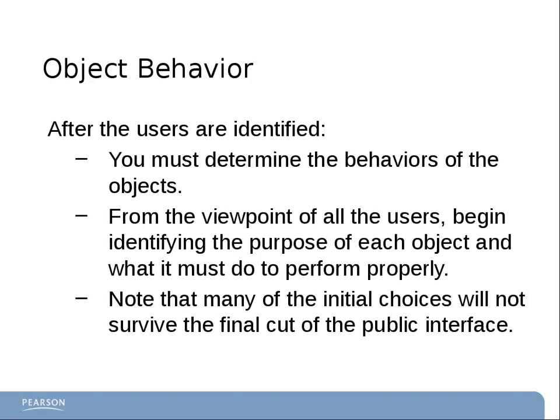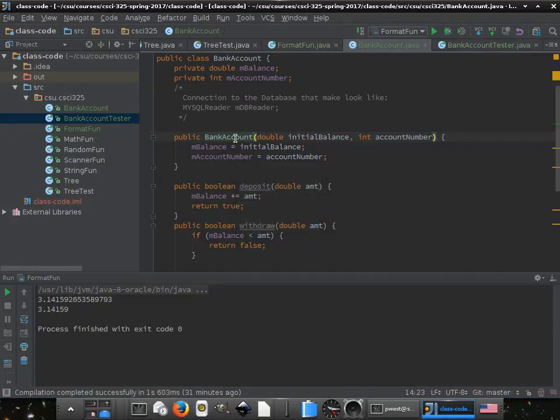All right, behavior. Your behavior is the methods. Again, the behavior of this is your interface. It's a bank account. You can deposit, you can withdraw, you can check the balance, and then get the account number. So that's how the object behaves.